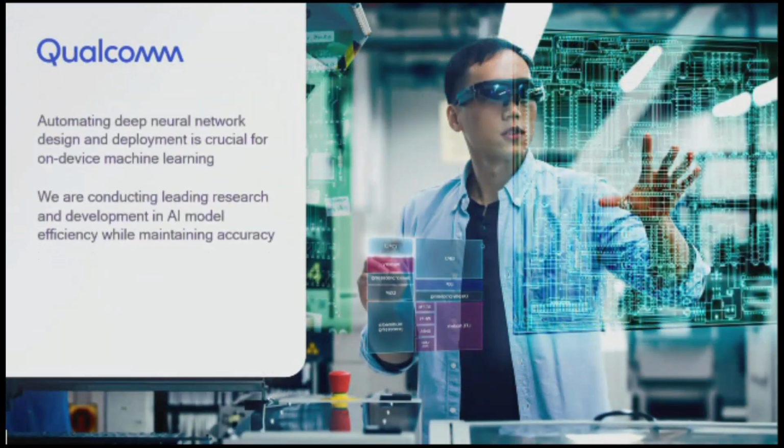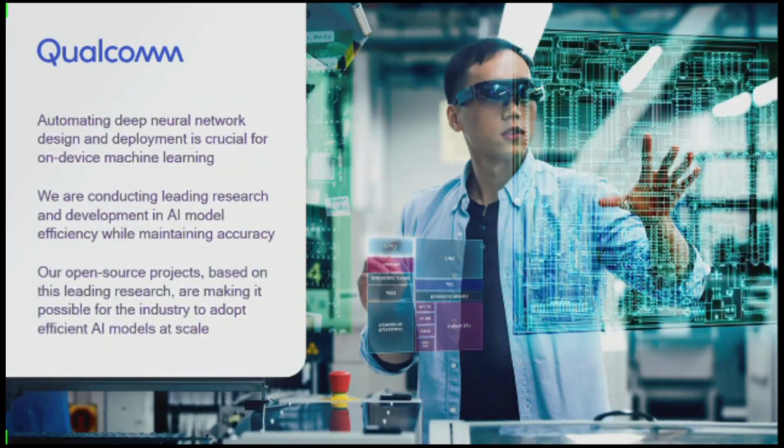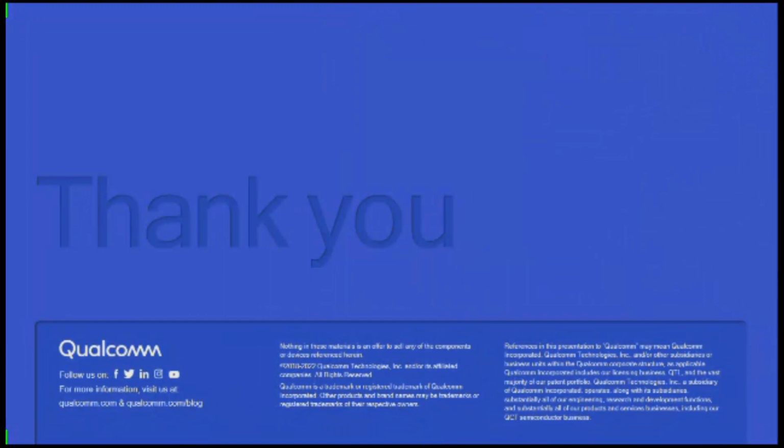And here comes the ending of this talk. First, automating deep neural network design and also deployment is crucial for Qualcomm AI Research. We've been conducting leading research on this part and trying to deliver a high accuracy model with a much more compressed solution. And we try to open source as much as we could and try to let as many people use it as possible. Right. That's the end of my talk. Thanks so much for attending.